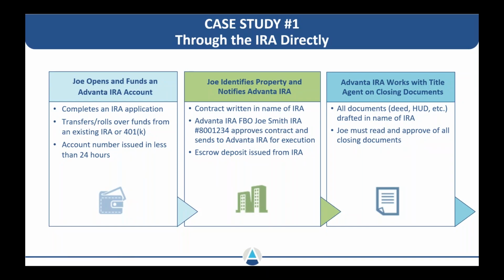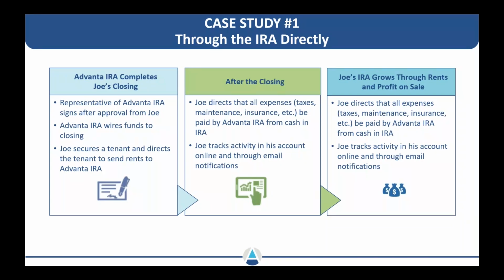So the contract is written in the name of the IRA: Advanta IRA, FBO Joe Smith, IRA 1234. Joe approves everything, we execute it, and we issue the escrow deposit. All the documents, from the deed, HUD, tax prorations, estoppels, to title policies, are going to be in the name of the IRA. Joe reads and approves all the documents, we have to execute everything, and afterwards we wire the funds to closing.